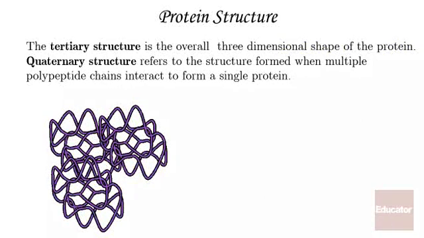The next level of structure is tertiary structure, and tertiary structure is the overall three-dimensional shape of the protein. So this shows a protein that might be described as a globular protein. It's shaped like a globe. An example would be hemoglobin.